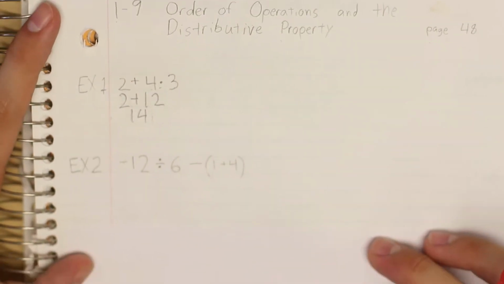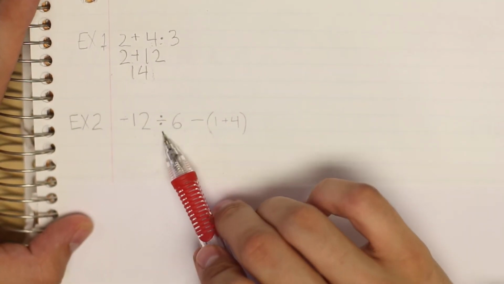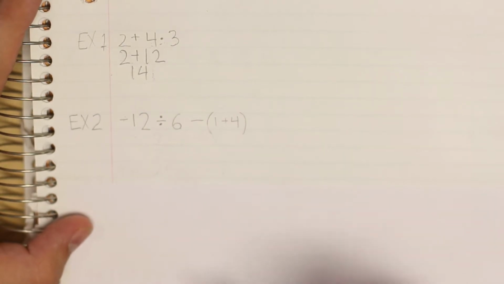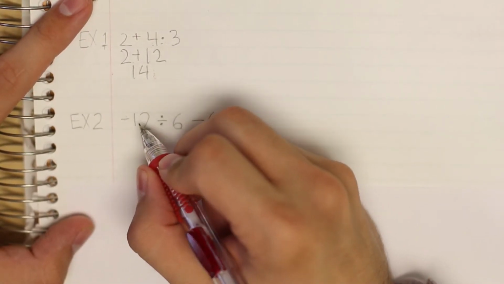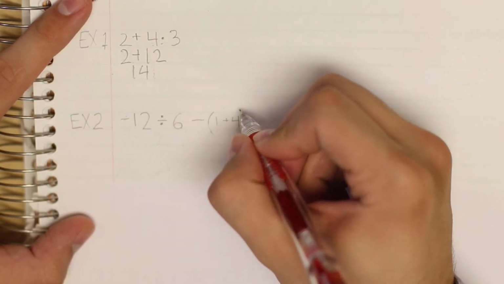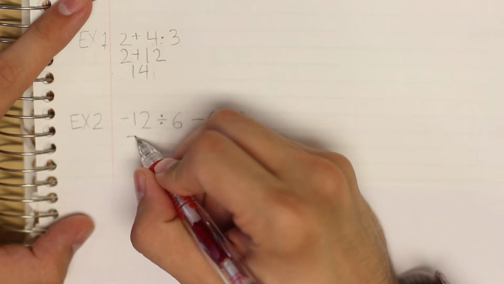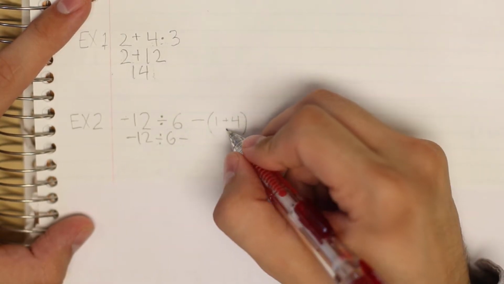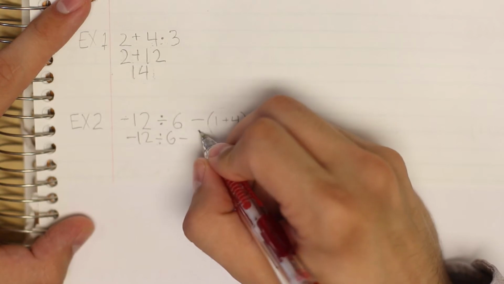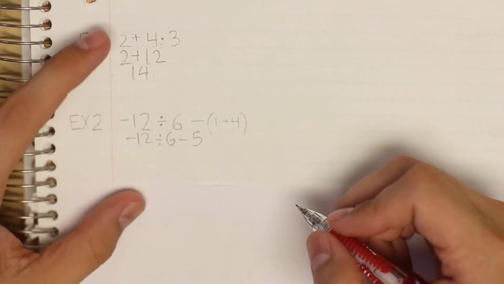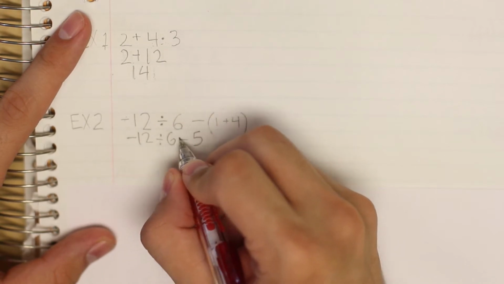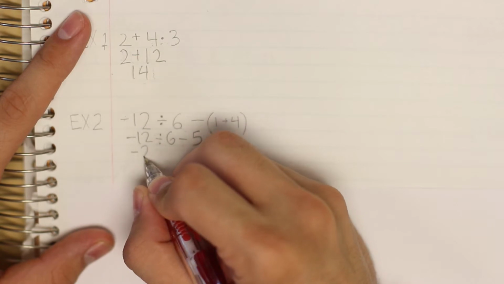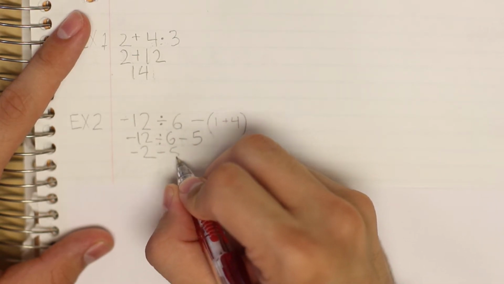All right, next we have this over here. We have negative 12 divided by 6 minus parenthesis 1 plus 4, okay? So right here we're going to do the inside of this parenthesis first. So I'm going to say negative 12 divided by 6 minus 5, all right? Next I'm going to divide. Negative 12 divided by 6 is negative 2 minus 5.